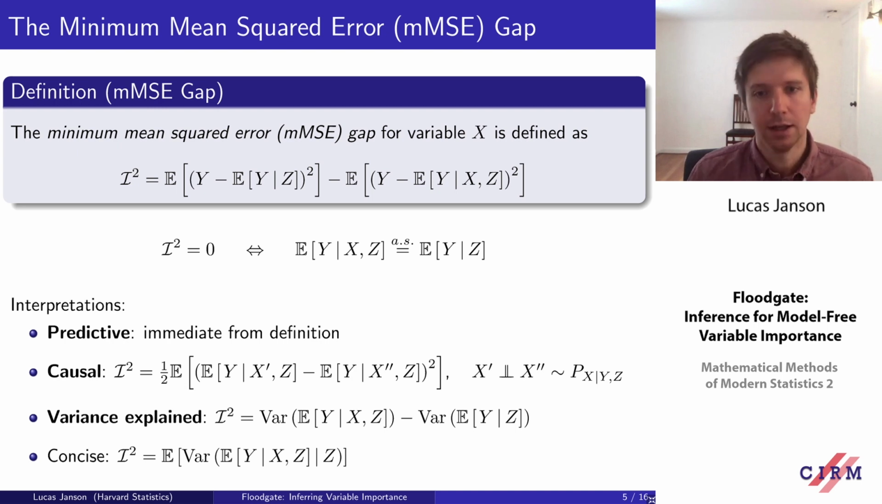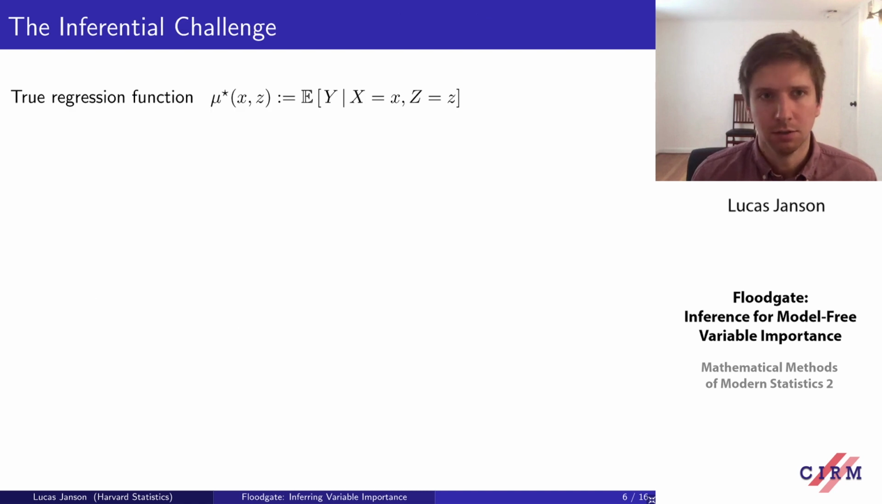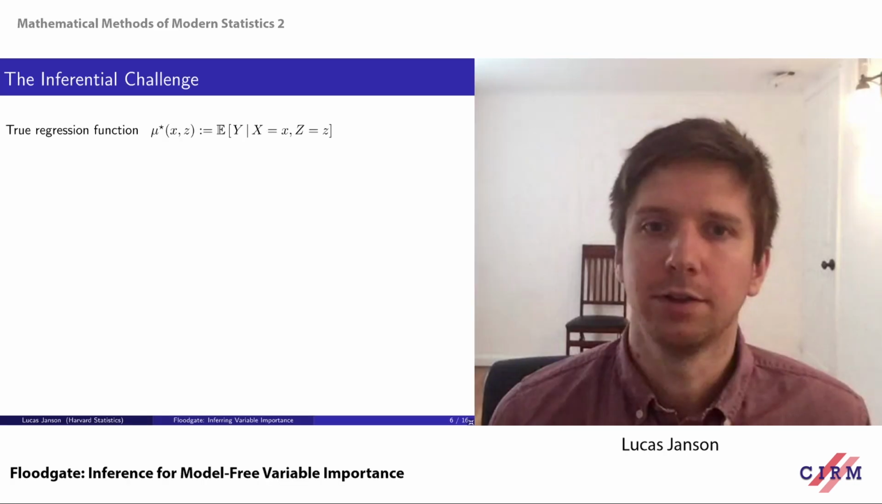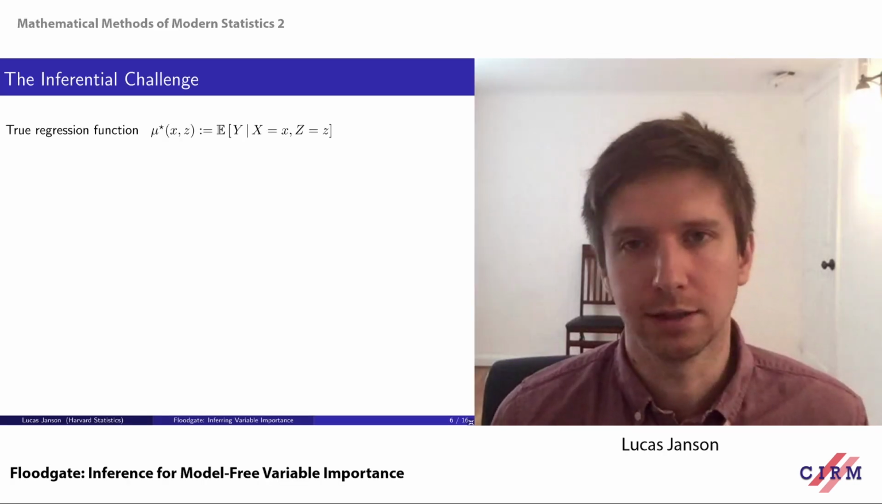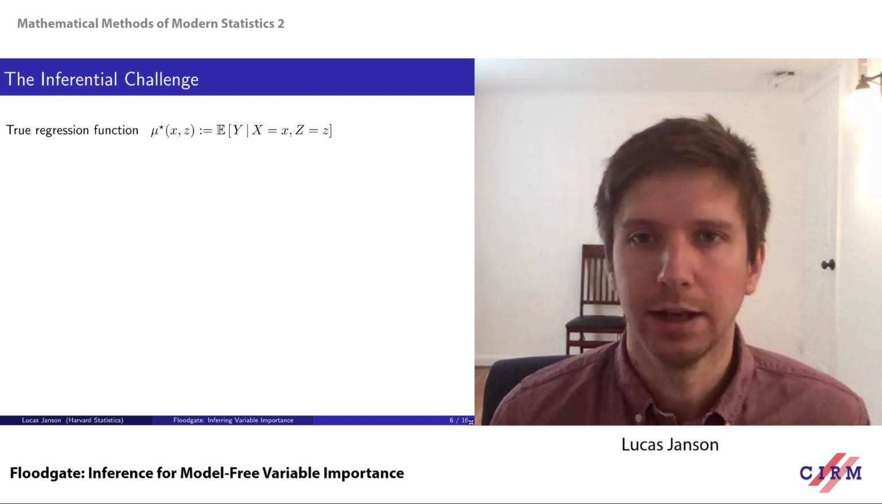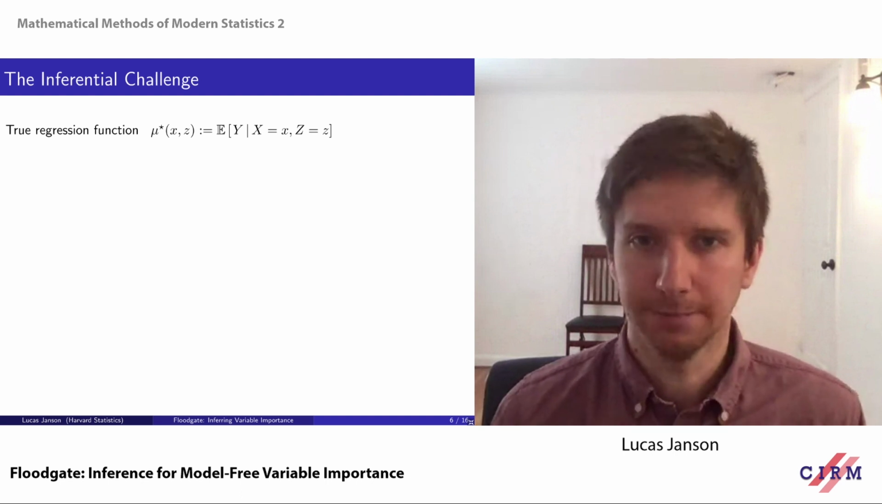It's sensitive, it's interpretable. How are we actually going to do inference for it? Unfortunately, it's not too easy to do. And to explain why, let's define this true regression function mu star. So that's the conditional mean of y given x equals little x and z equals little z.